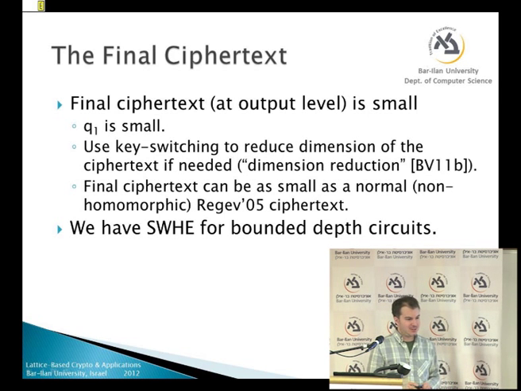Just like everything else in lattices. All right, so I want to mention that the modulus reduction trick is more general than just applying to the LWE-based scheme. There's some guys in Eurocrypt 12, Corona et al., that extend this to the integer-based scheme. So before, the integer-based scheme was grossly inefficient.